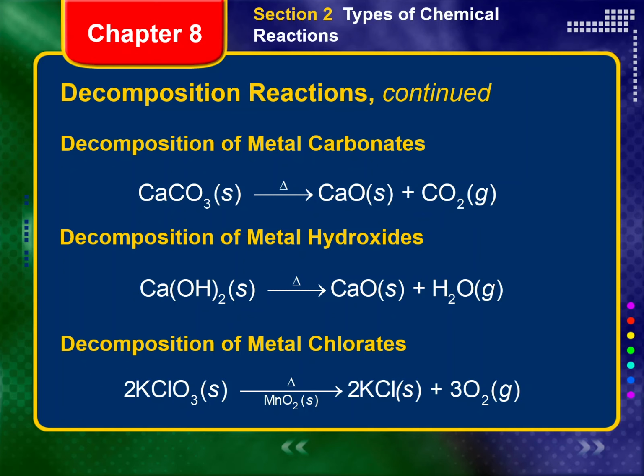For example, potassium chlorate, which is KClO3, decomposes in the presence of the catalyst MnO2. It produces potassium chloride and oxygen, according to the equation at the bottom of your screen now.